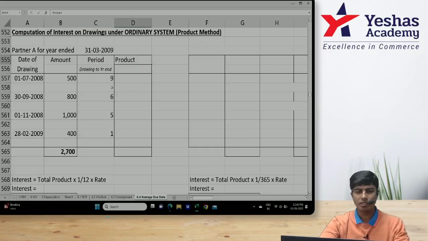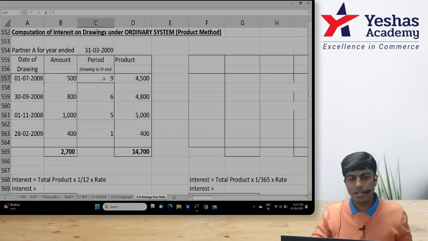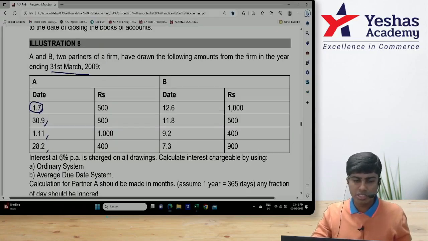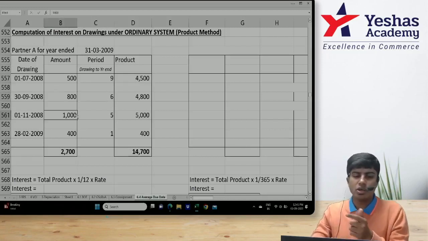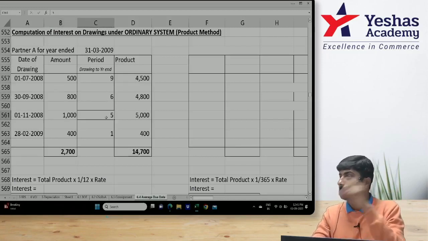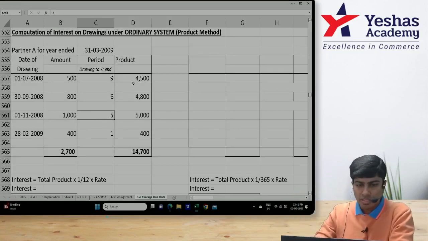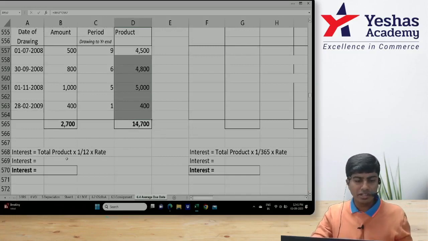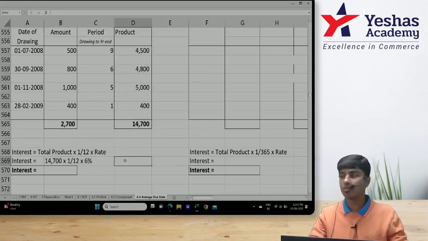Now find the product. 500 into 9. 800 into 6. 1000 into 5. 400 into 1. Take the total. We were actually supposed to do 500 into 9 by 12 into how much percentage? 6%. So 800 into 6 by 12 into 6%. 1000 into 5 by 12 into 6. We were supposed to do it like that. Divided by 12 and into 6% is common, no? So we'll multiply, find the total, and that 14,700 we will divide by 12 and multiply by 6%. What do we get?